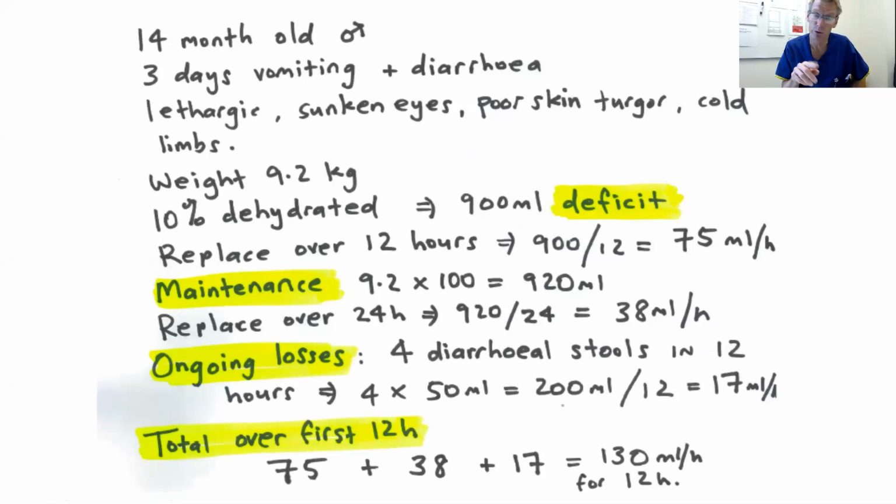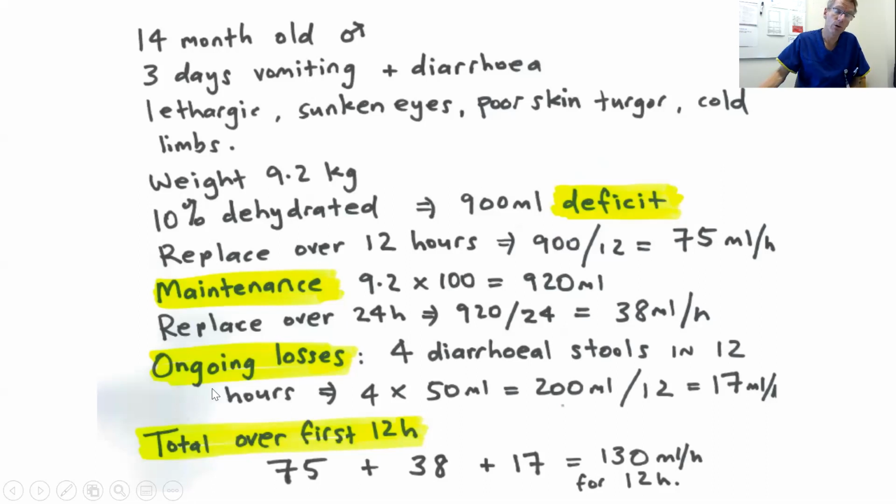So you divide 900 mils by 12 and you get 75 mils per hour, right? The maintenance fluid for this boy is 9.2 kilos times 100 mils per kilo per day, or 920 mils per day. And you'd replace that, of course, over 24 hours. So that means an extra 38 mils per hour. So for the first 12 hours, he needed at least 75 mils plus 38 mils: 38 mils an hour for his maintenance and 75 mils an hour for his very large deficit, right?